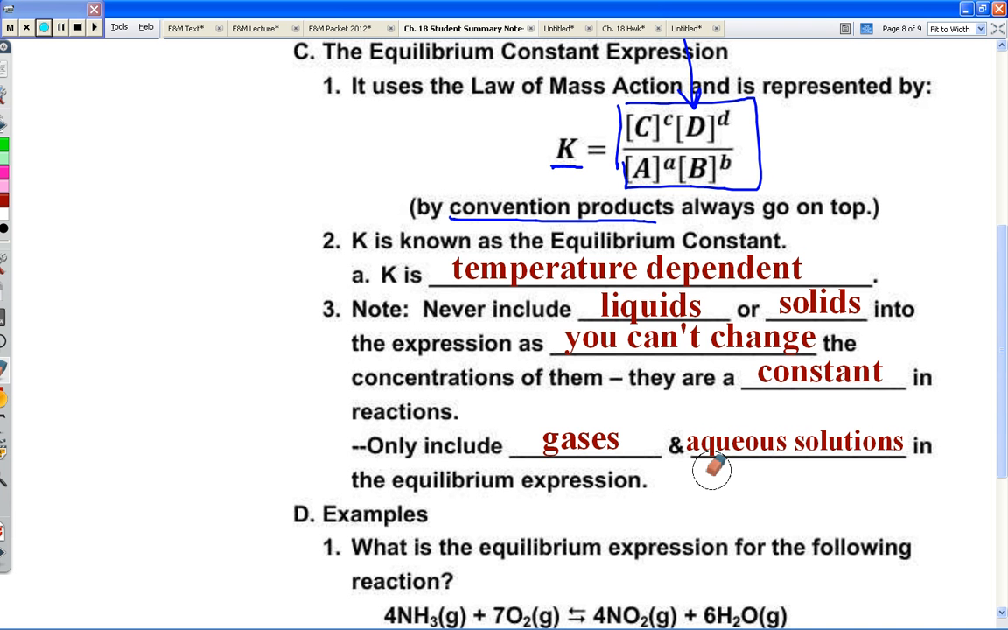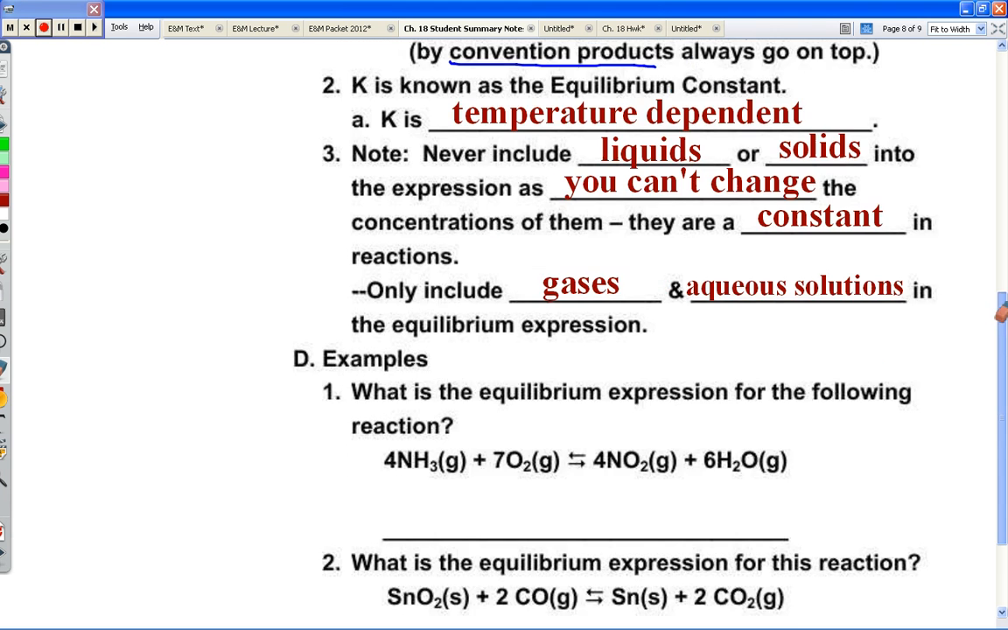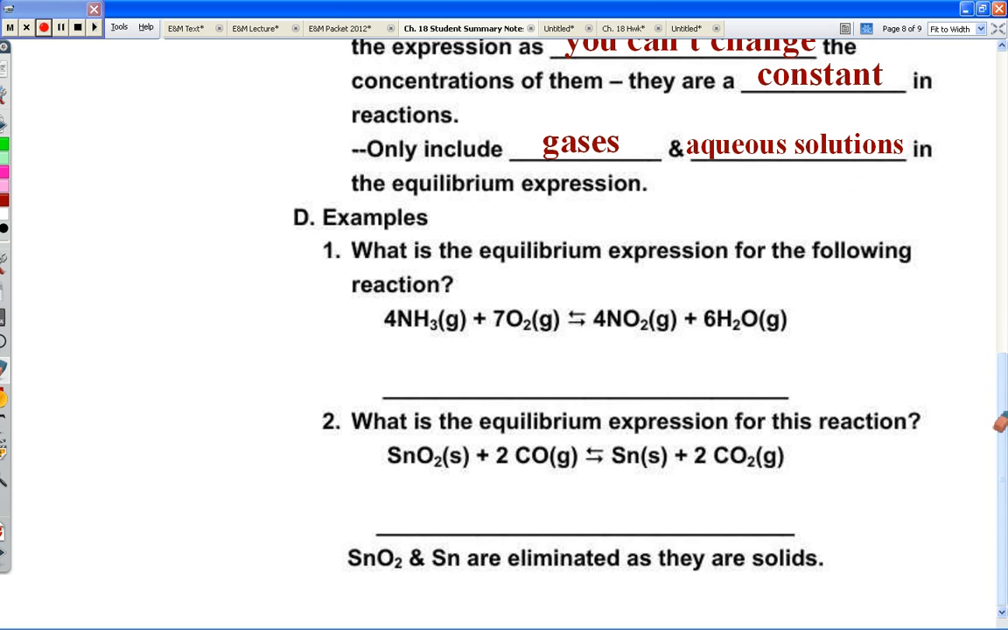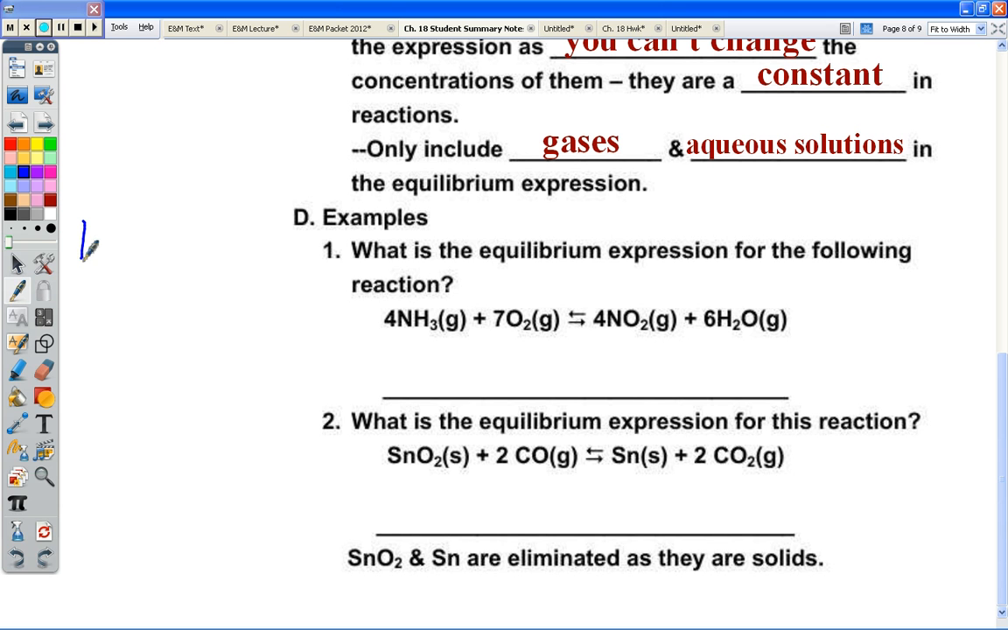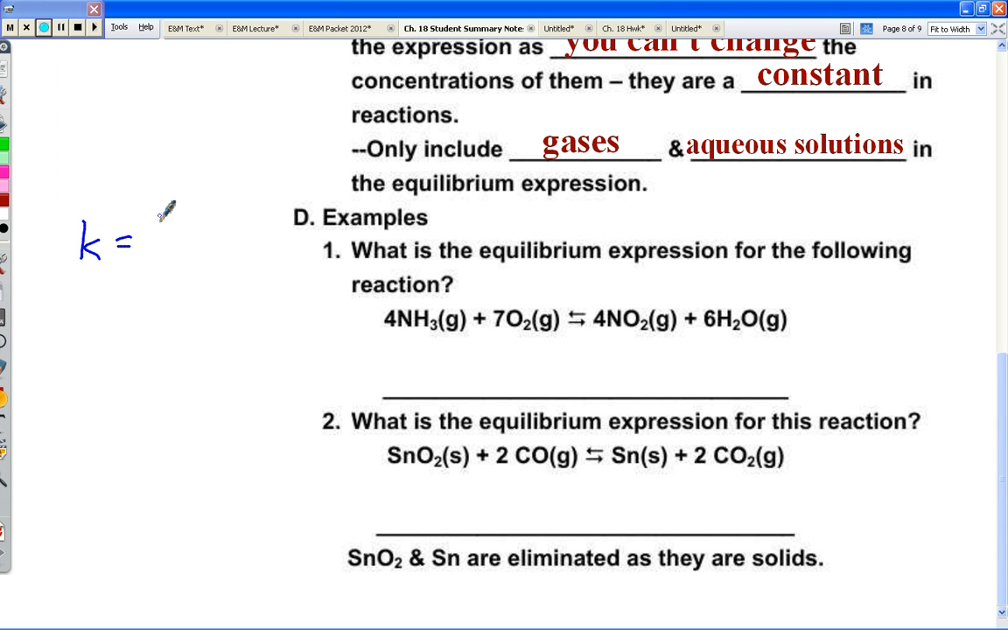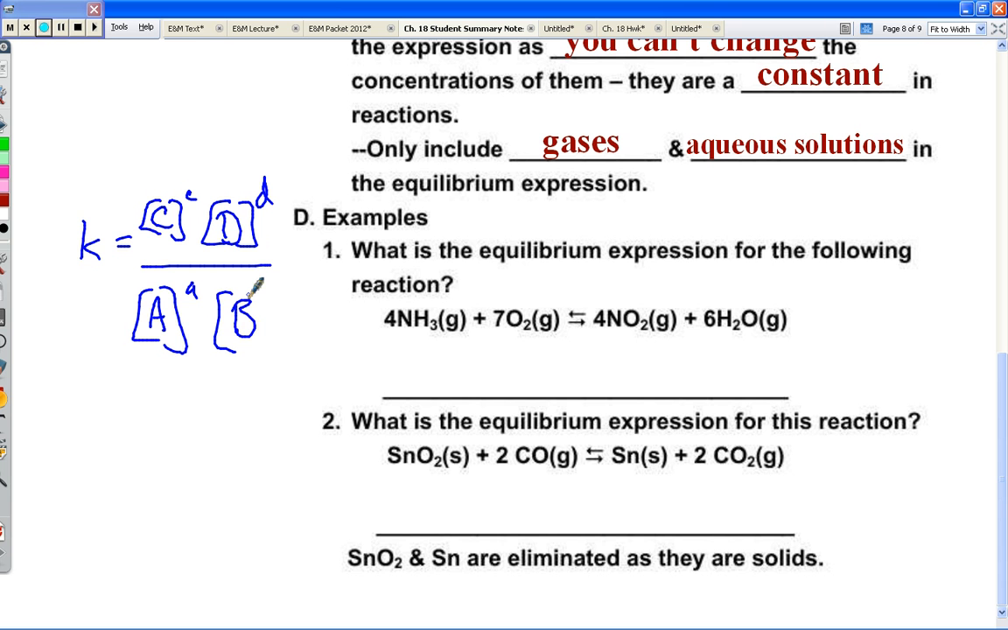So we're going to make these equilibrium expressions for the following reaction. We're going to write this off to the side. Remember that K equals C to the c, D to the d, over A to the a, B to the b. So we're going to take this template here, and we're going to map it onto this stuff over here.